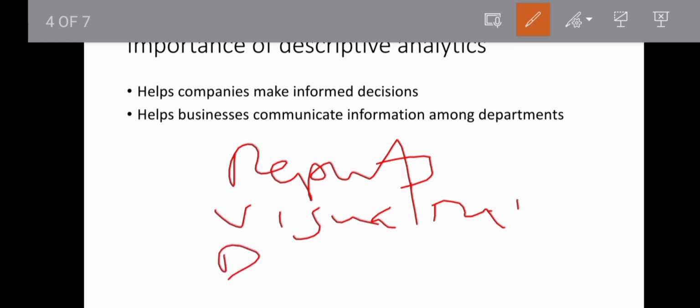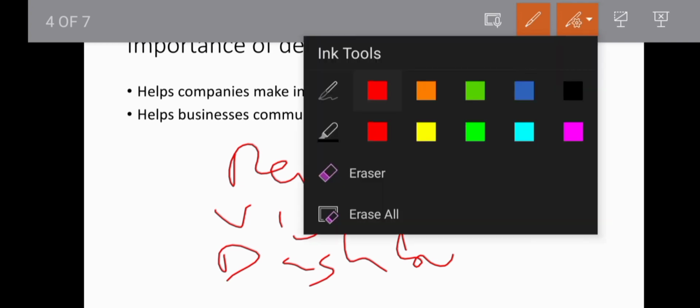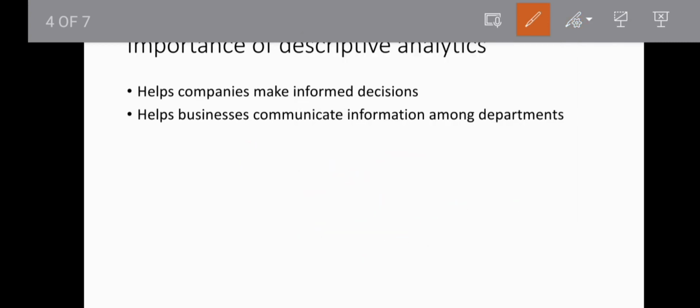Another is dashboards. Executives, managers, and other employees may use dashboards to track progress and manage their daily workload. Dashboards present a selection of key performance indicators and other important information tailored to the needs of each person. So the information may be presented as charts or other visualizations to enable people to absorb it more quickly. Now that we have seen how descriptive analytics is used, let us see how important it is.